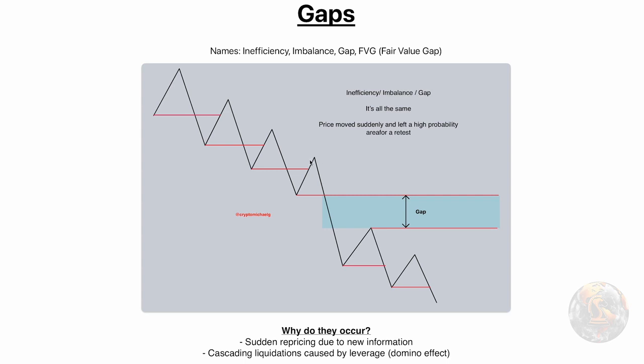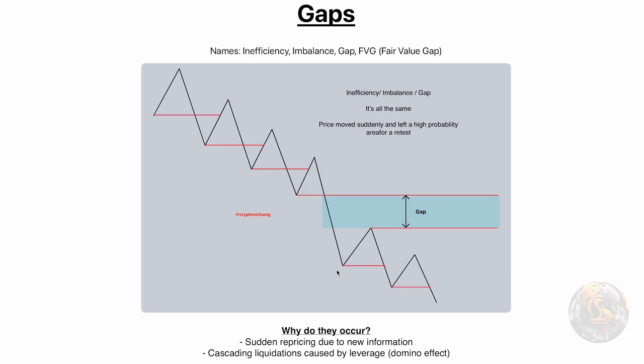Let's say it's a particular coin and maybe there's some news about a hack. So there was a hack on the protocol. That's new information that was not available when price was doing all of these efficient moves. The sudden news causes a sudden move as traders react to the new information, and often they overreact and it causes the imbalance, the inefficiency, the gap.